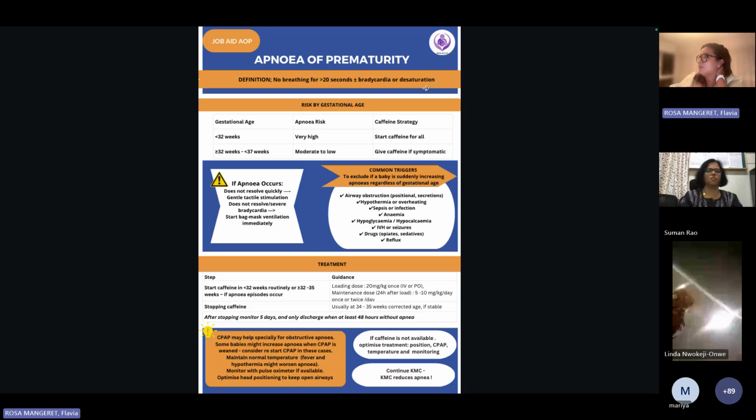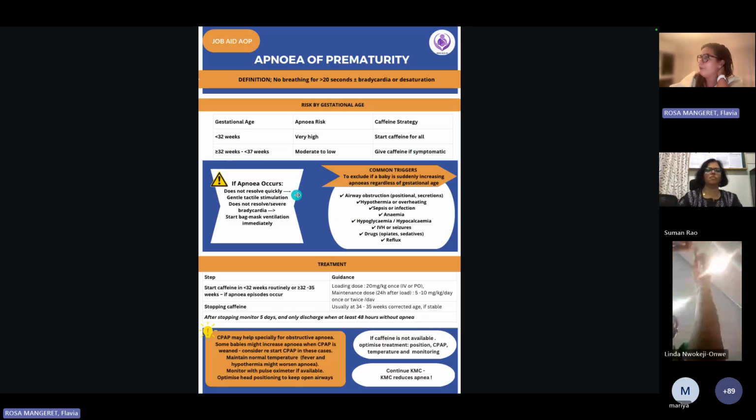Risk by gestational age. We have a higher risk below 32 weeks, so we recommend starting caffeine for everyone whenever available. And more than 32 weeks and less than 37 weeks is moderate to low risk. We give caffeine if the baby has apneas.